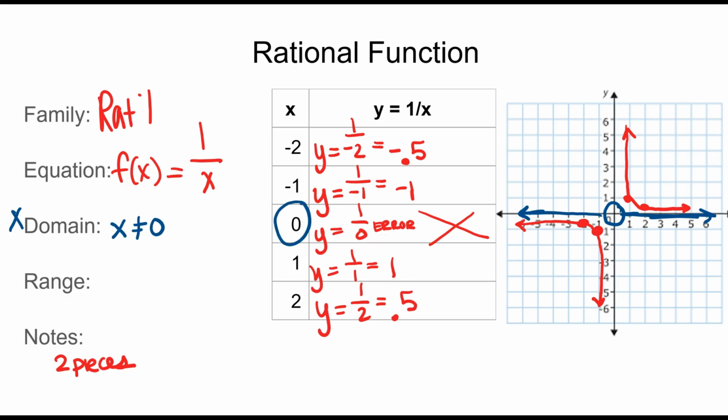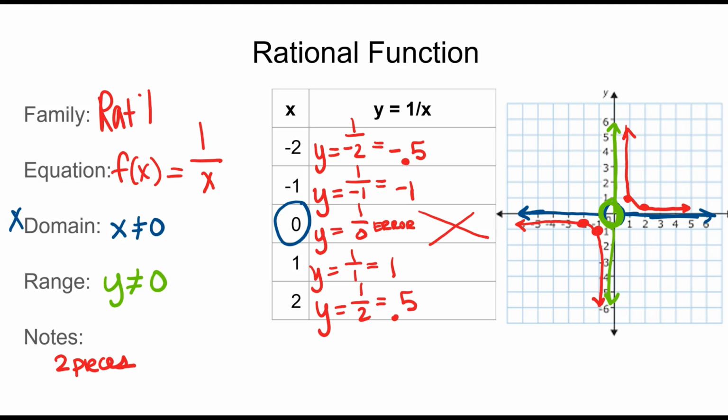Let's look at our range, our y values. Over here we're fine, over here we're fine, but again, we're having that asymptote like we had over in the exponential function, so y cannot be 0. So the rational function looks a little bit different.